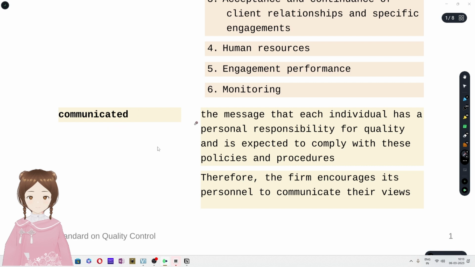If you forget this portion, you could simply write what was discussed in our keyword kit 2. I think it's mostly in keyword kit 2. You could refer to that. There were 5 simple points you could write for any kind of communication. What should the audit partner communicate? The message that each individual has a personal responsibility for quality, and is expected to comply with these policies and procedures.